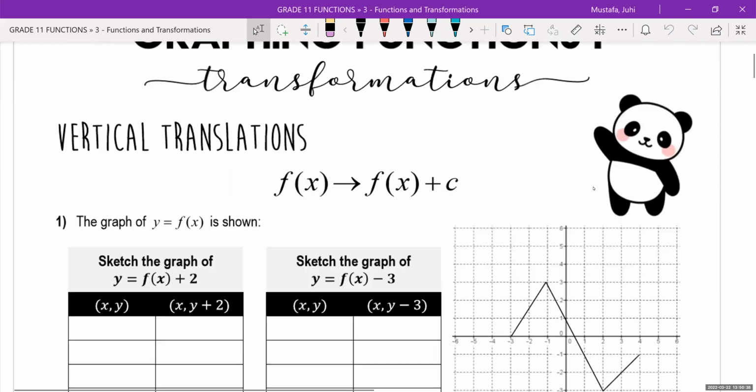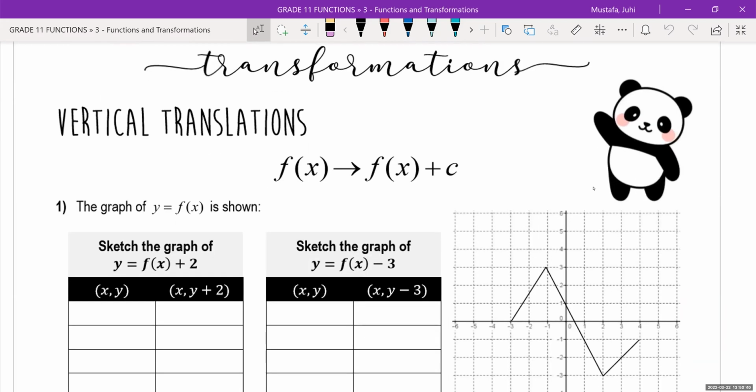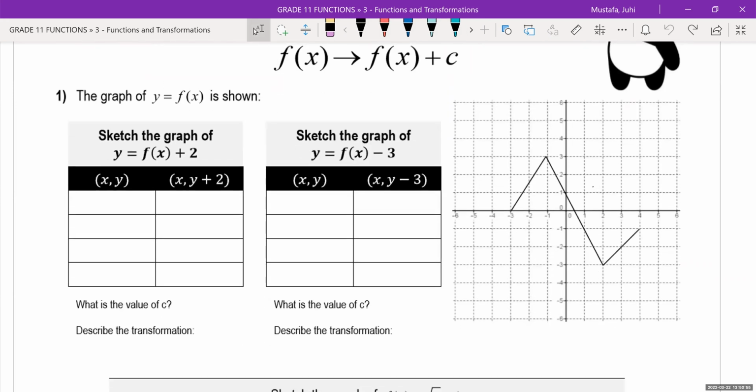So let's look at vertical translations. You guys should remember from parabolas that whenever you have a number outside of your function, that refers to your vertical translation. It tells you how much your graph is moving up and how much your graph is moving down. To illustrate this, we have a random graph on the right-hand side, and to this graph we're going to do two different transformations. One of them is +2, which means we're going to move the graph up 2 units. And the other one is -3. We're going to move the graph 3 units down.